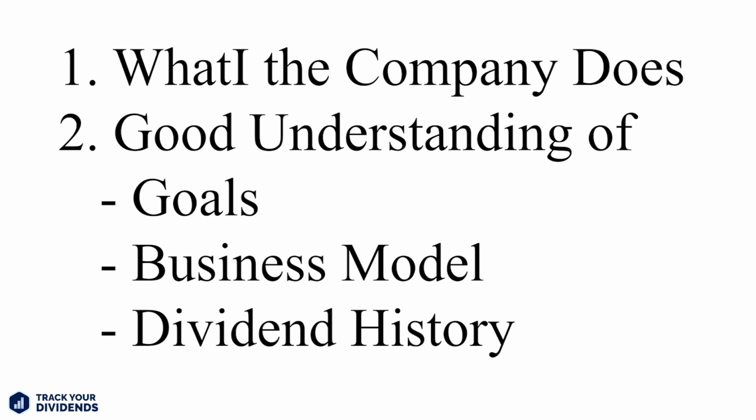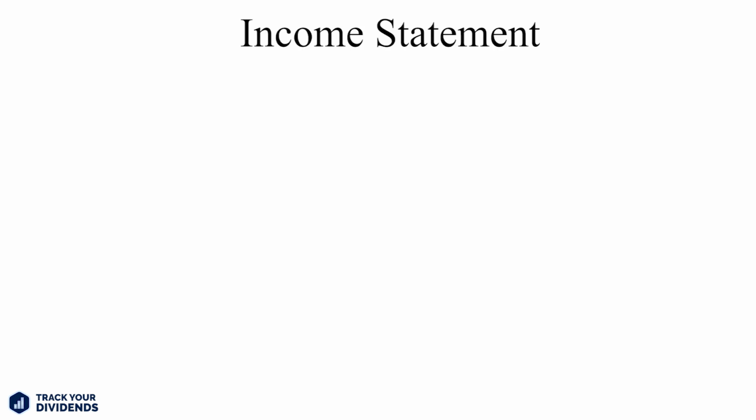Okay, so now we know what the company does and have a good understanding of their goals, business model, and dividend history. We can now go ahead and attempt to assign a fair value to the company. Before that, however, let's take a really quick look into the growth of the company in the past 5 years. To check and see if and how well the company is growing, the main thing we need to look at is their income statement and see how their rental revenue has grown.